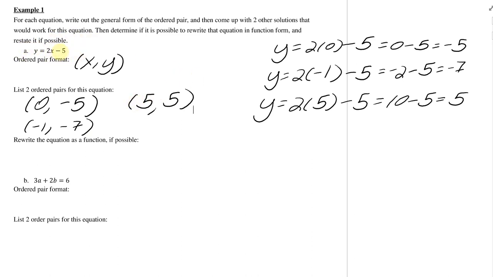So I just want to get you used to thinking about ordered pairs and how you kind of find them. And then the other thing I want you to do, when possible, is just notice if these types of equations, so can this be functionized? It's, again, a made up word. But does this have this input-output relationship? It does, and I could rewrite this as y of x equals 2x minus 5.